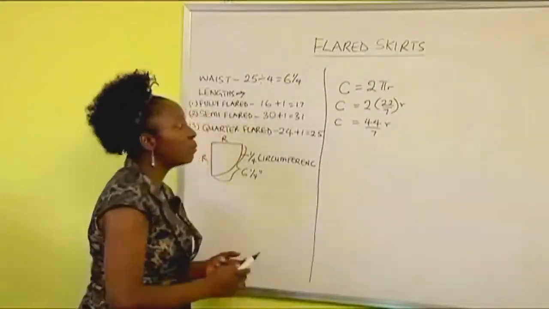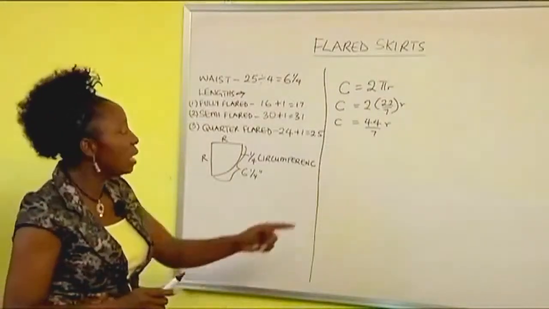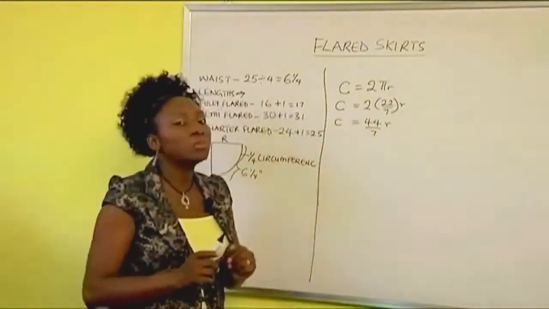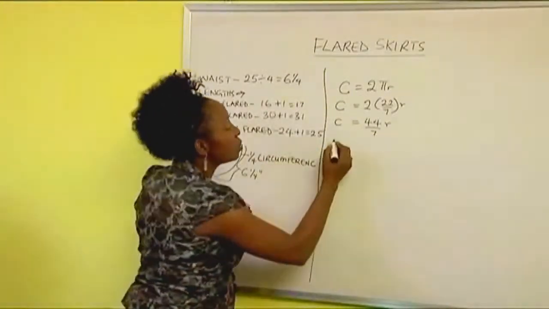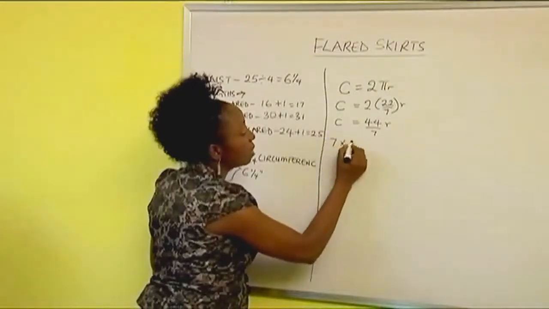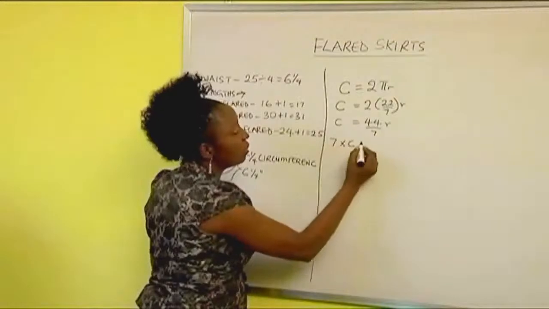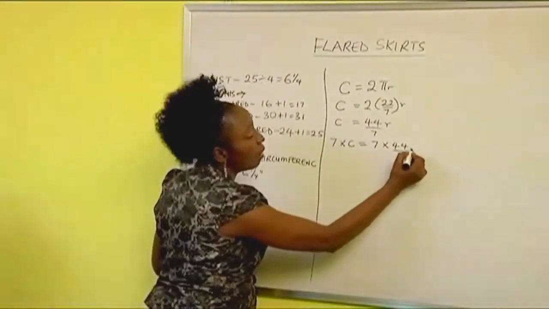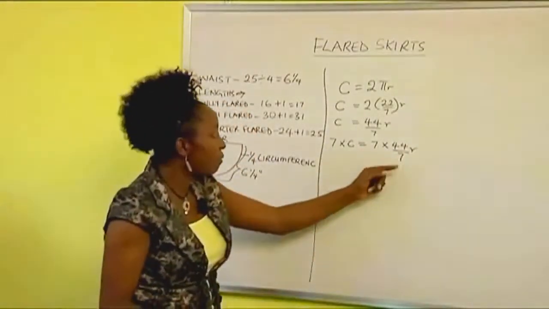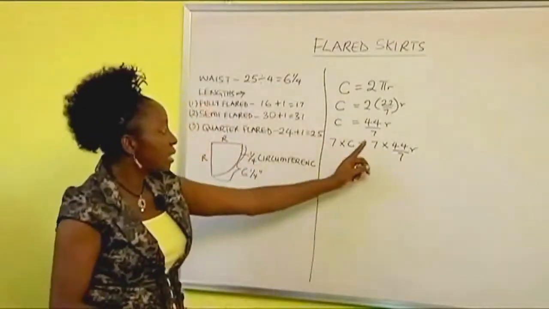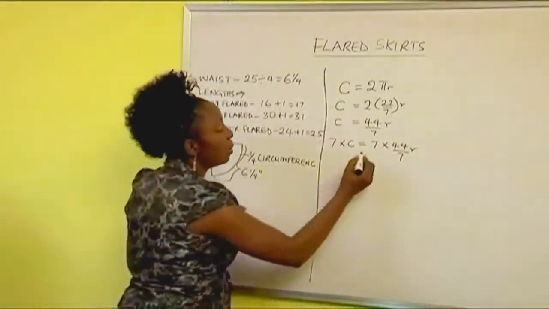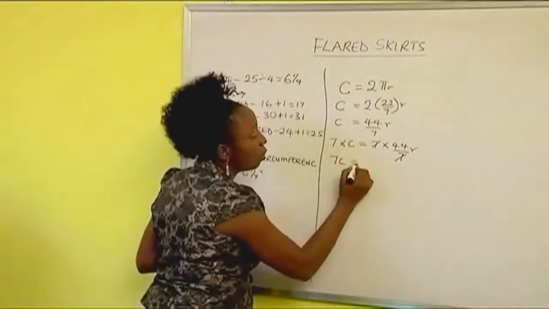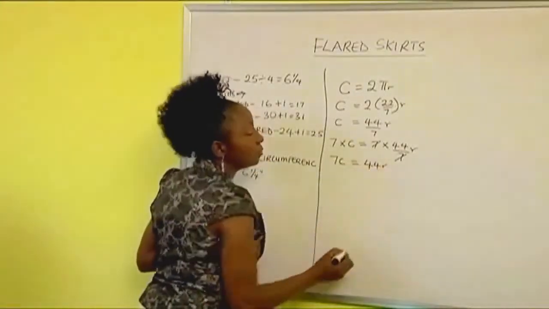Now, after I've done this, I'm going to multiply both sides by 7, because I'm trying to see how I'm going to make r the subject of the formula. So I multiply C with 7, and that will give me 7 times 44/7 r. In mathematics, once you have this, you know 7 will cross 7 out. So when you cross that out, what you're left with is 7C equals 44r.